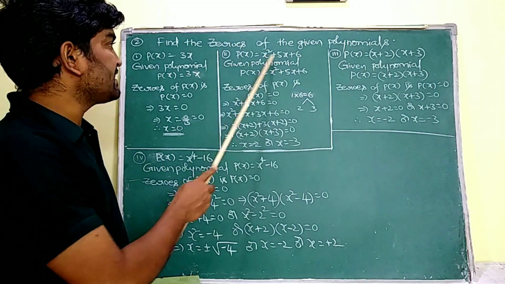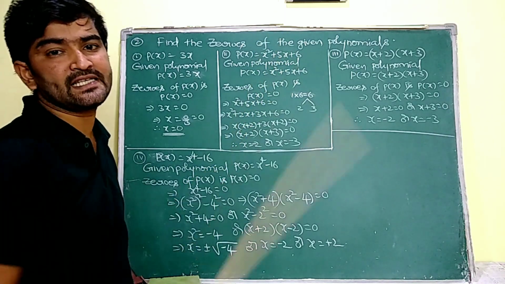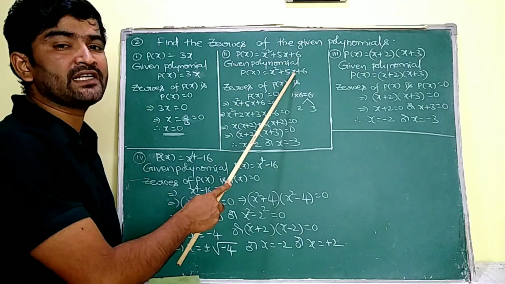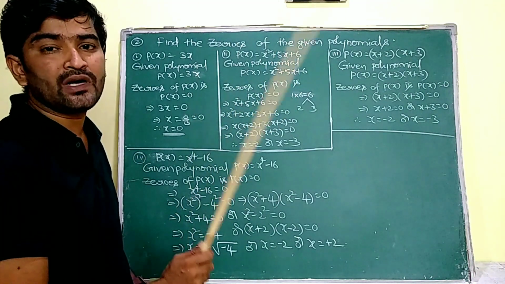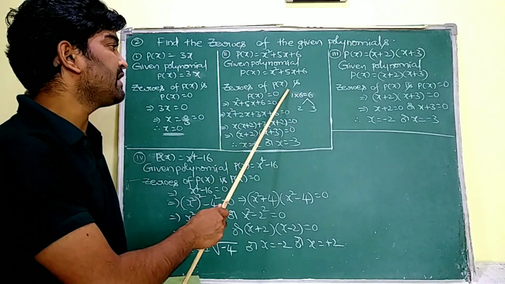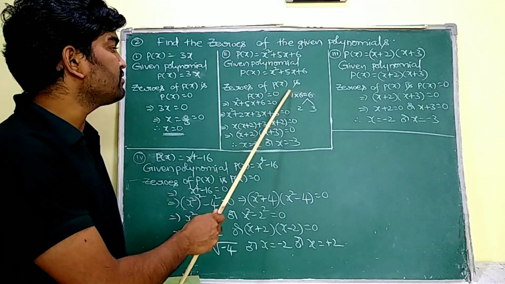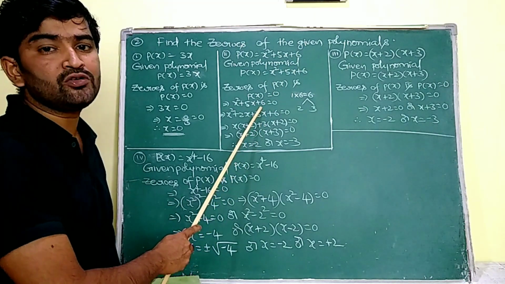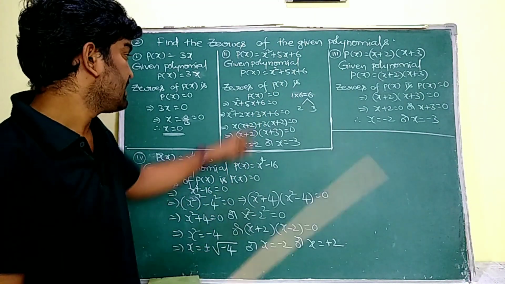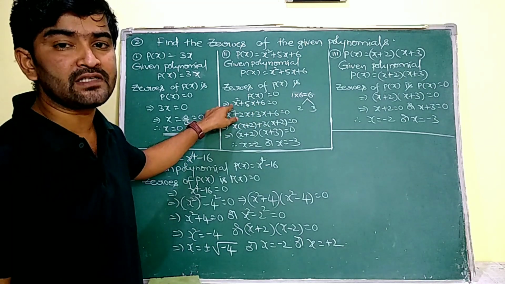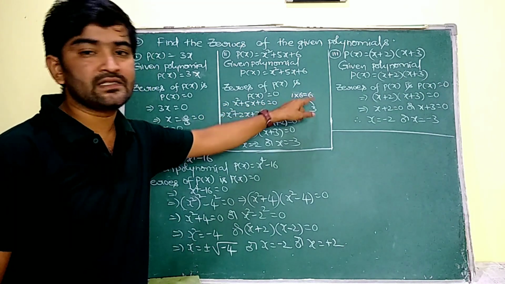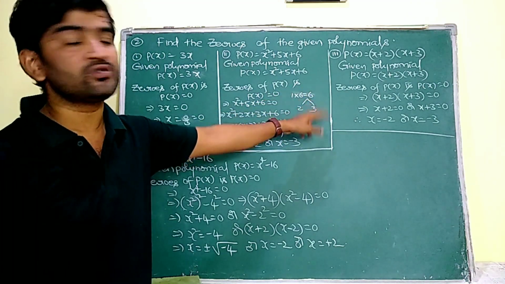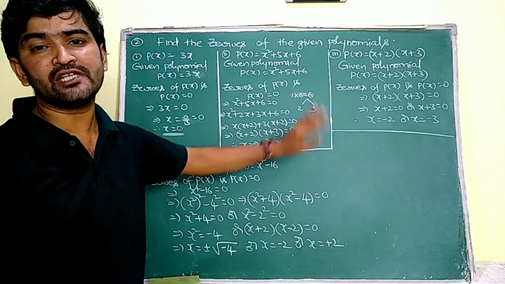The second question, p of x is equal to x square plus 5x plus 6 he gave. So that is we have to write as the given polynomial. P of x is equal to x square plus 5x plus 6. To obtain the zeros of that polynomial, this p of x is equal to 0. So x square plus 5x plus 6 is equal to 0. Now you have to factorize this quadratic equation. So 6 into 1, 6. Now I have to split this 6 into 2 numbers whose product gives 6 and whose sum gives 5. So 2 into 3 it is.